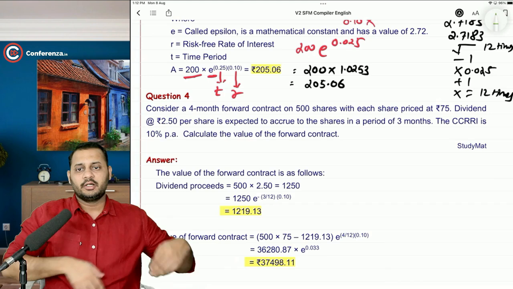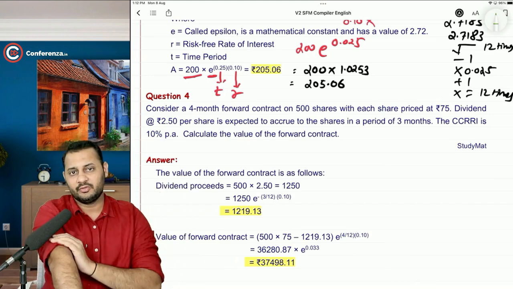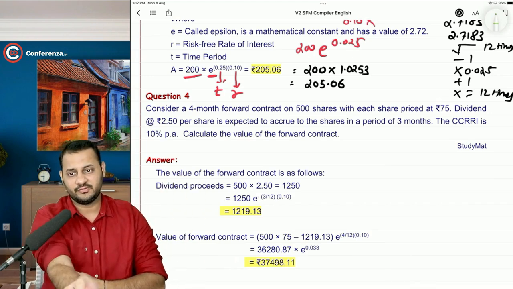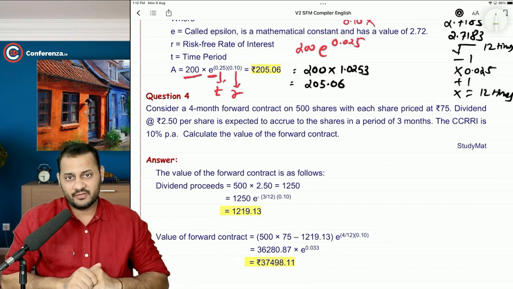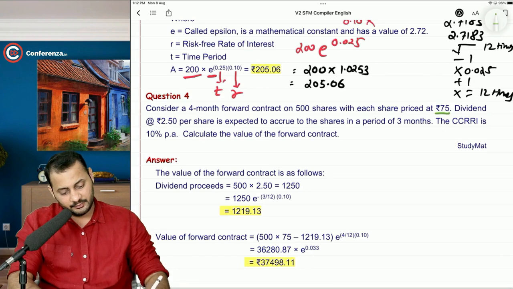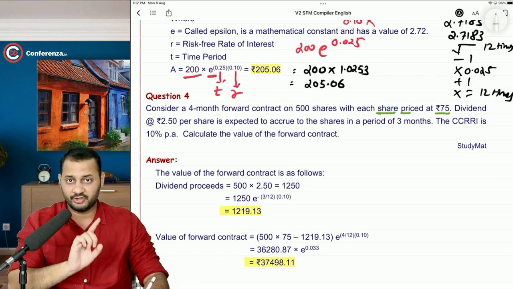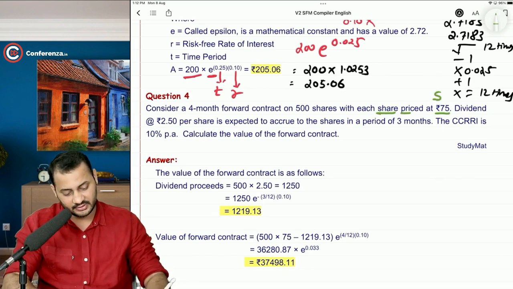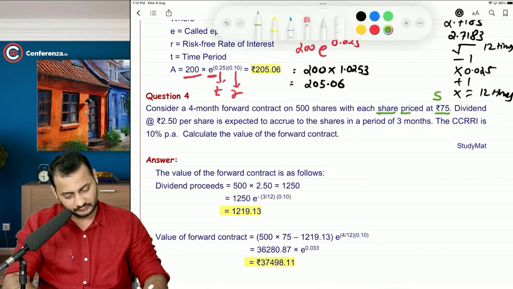Consider a 4-month forward contract. Now the forward contract's time is 4 months, on 500 shares with each share priced at 75. This is the price of a share, not a forward contract. This is nothing but the spot price.